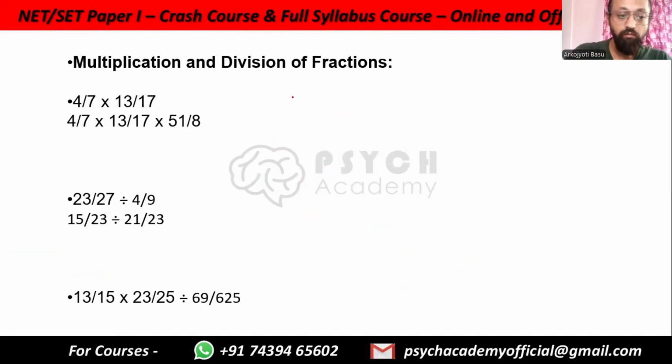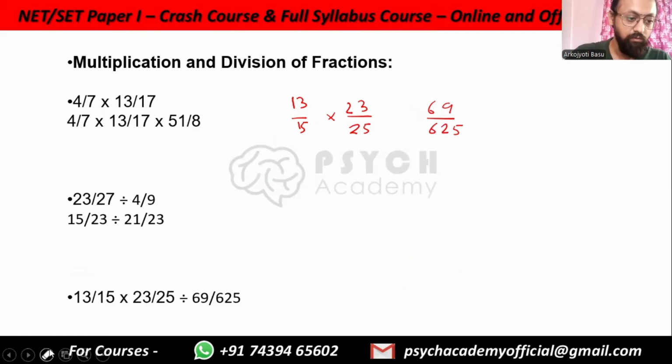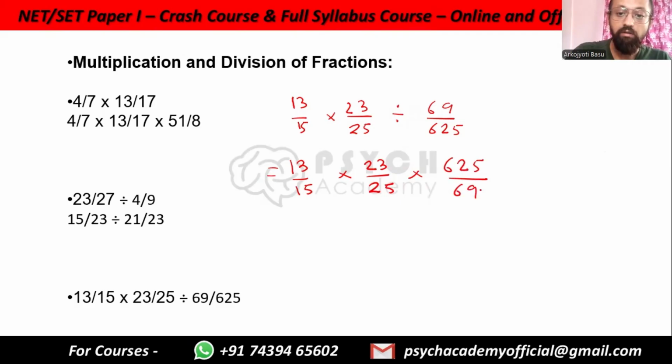We do 13 by 15 into 23 by 25 into 69 by 625, divided by, which is the same as 13 by 15 into 23 by 25 into 625 by 69. See, we inverted the one on the right hand side of the division sign.